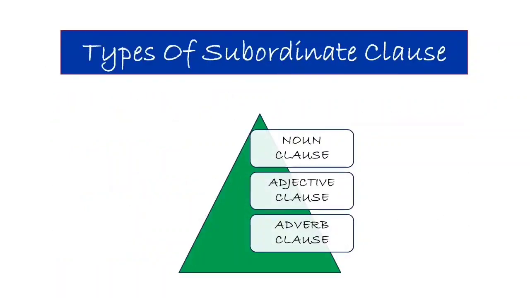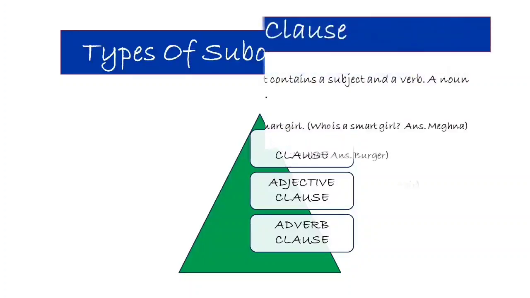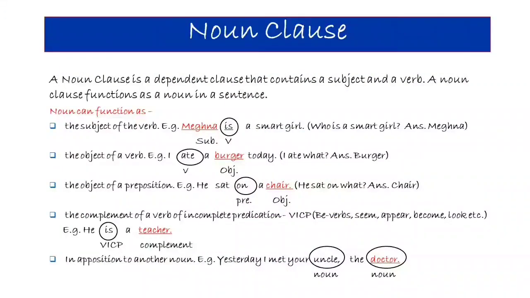Types of subordinate or dependent clause. There are three types of subordinate clause: noun clause, adjective clause and adverb clause. In today's session, we are going to discuss the types of noun clause. What is a noun clause? A noun clause is a dependent clause that contains a subject and a verb. A noun clause functions as a noun in a sentence.